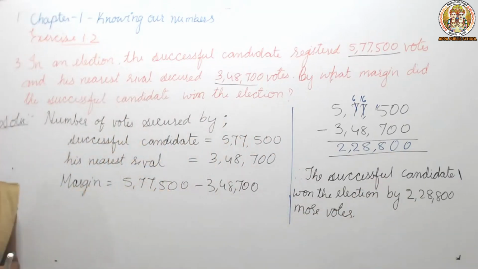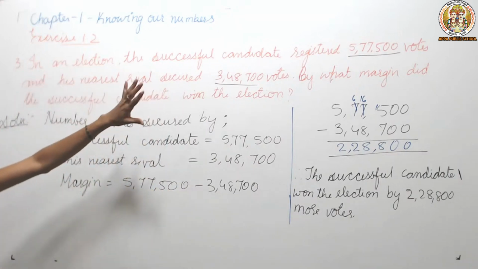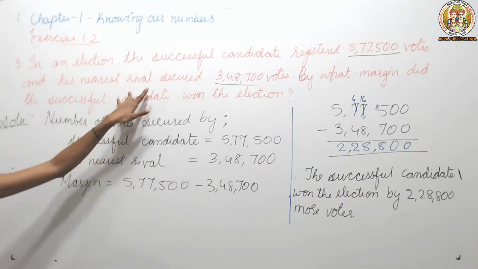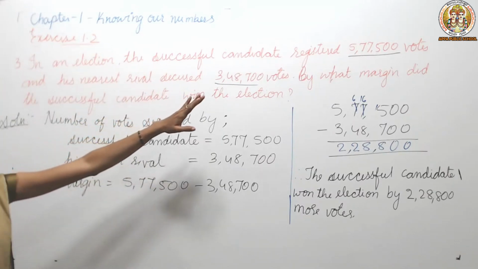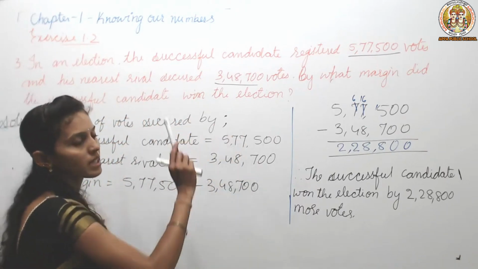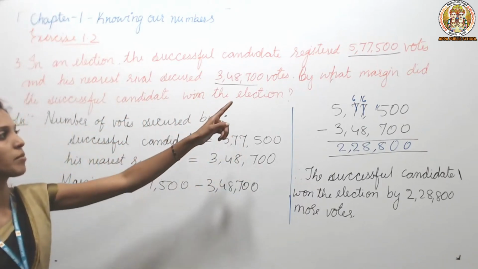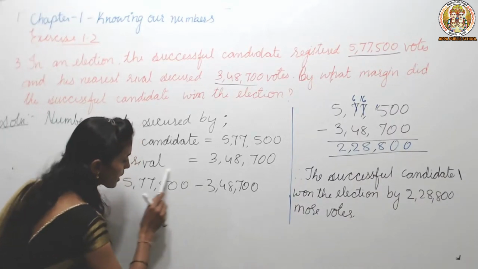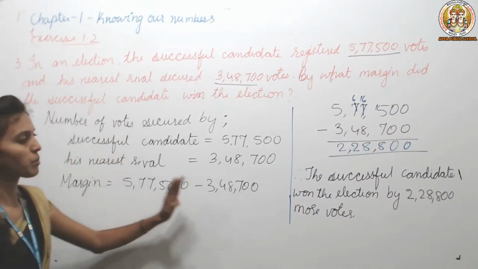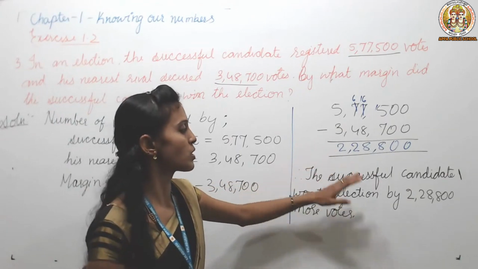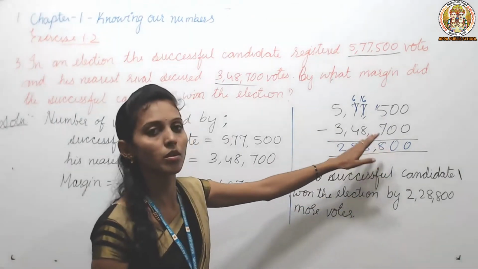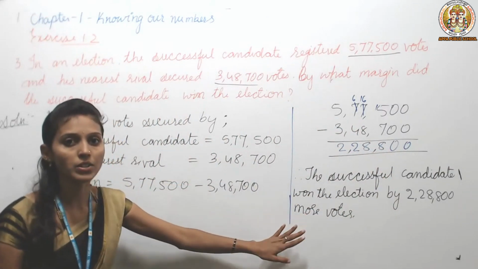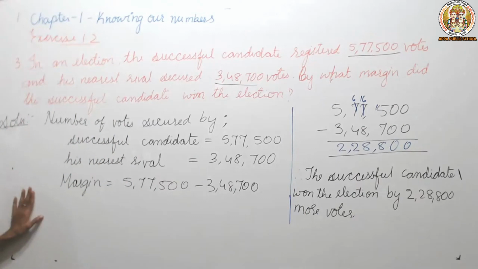See, they have given the number of votes secured by both the candidates, successful candidate and his nearest rival, means opposite candidate. You have to say how many more votes did the successful candidate secure. That means the margin for the winning. So to find the margin, you have to subtract both the number of votes. When you subtract it, you have got the number of votes secured by successful candidate to win the election. Understood? Shall we go for the next one?